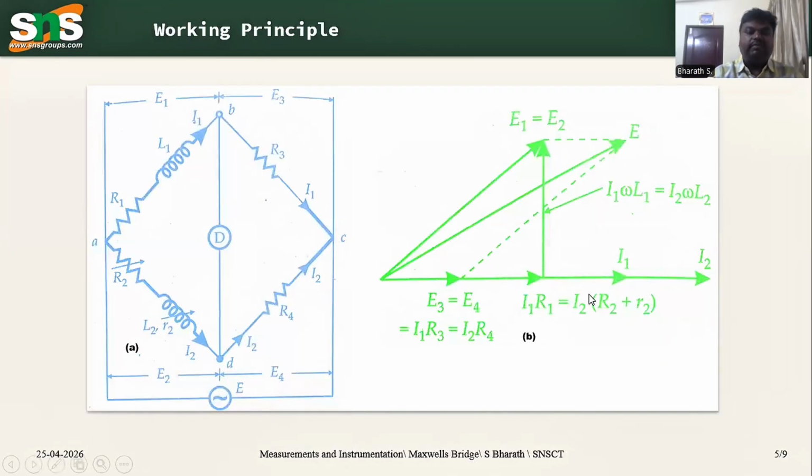You could see in the diagram one arrow mark which represents a variable resistance and variable inductance. R1, L1, and across it the voltage is E1; R3, across it the voltage is E3; R2, L2, across it the voltage is E2; and R4, L4, across it the voltage is E4. You could see the phasor diagram representing the Maxwell's bridge.